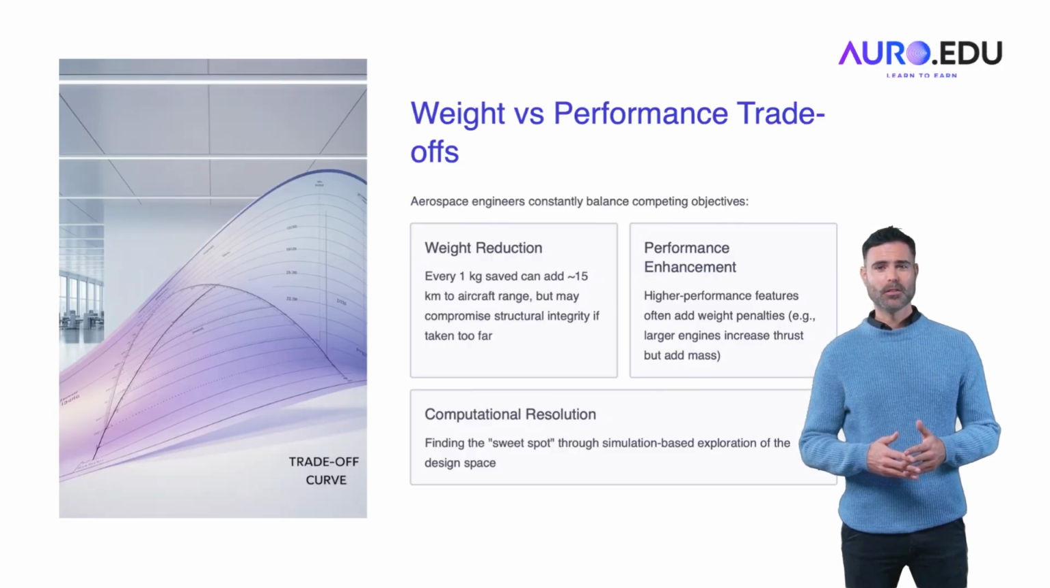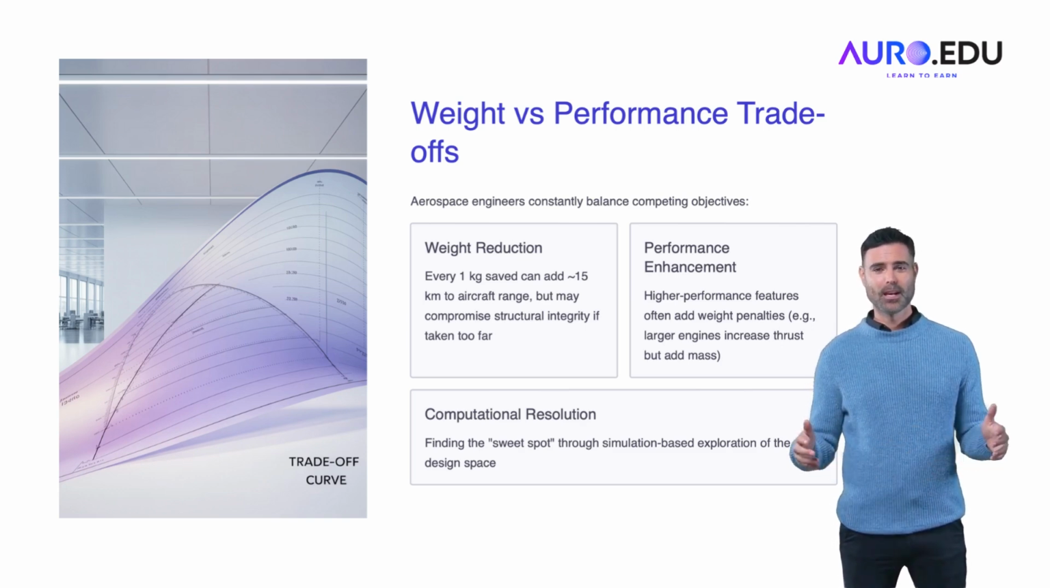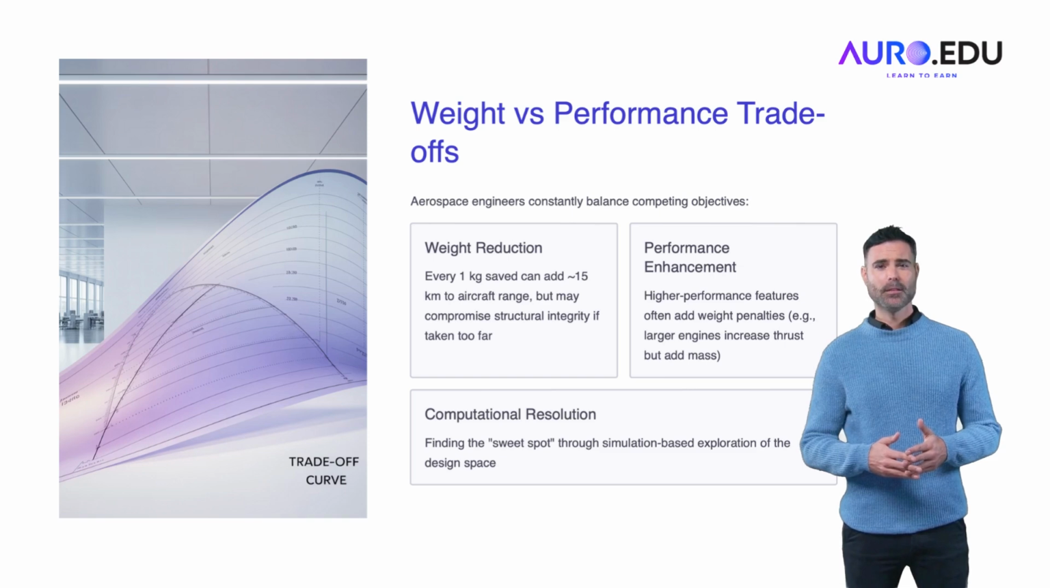Weight versus performance trade-offs. A key challenge in aerospace design is balancing weight reduction with performance enhancement. Weight reduction is critical because every kilogram saved can increase the aircraft's range by approximately 15 kilometers. However, excessive weight reduction can compromise structural integrity. On the other hand, performance enhancements, such as larger engines or advanced aerodynamic features, often lead to an increase in weight. For example, a larger engine may provide more thrust, but also add significant mass.